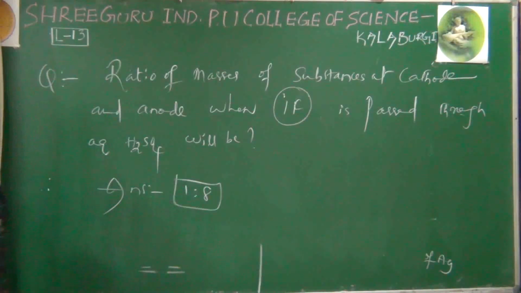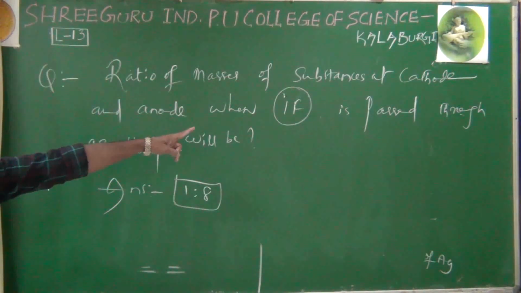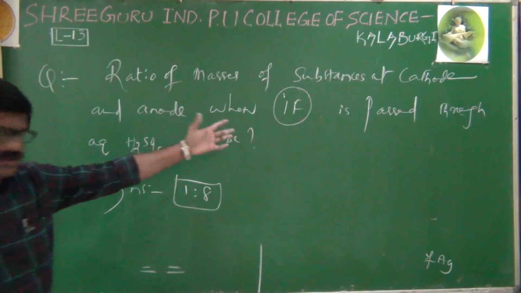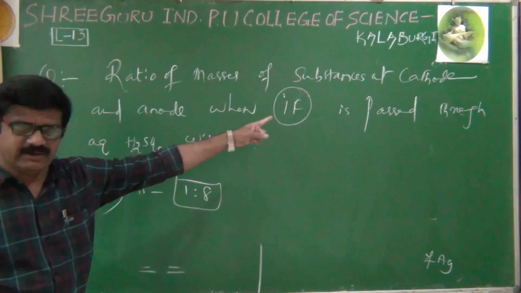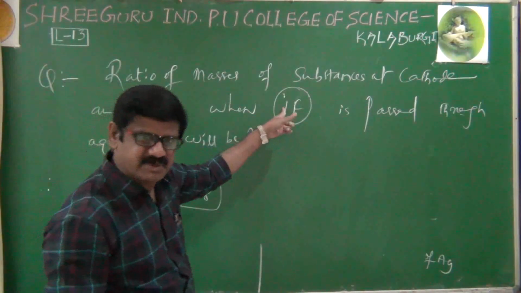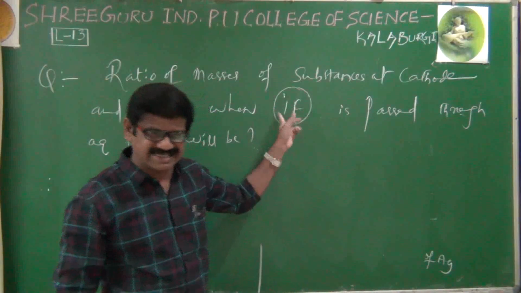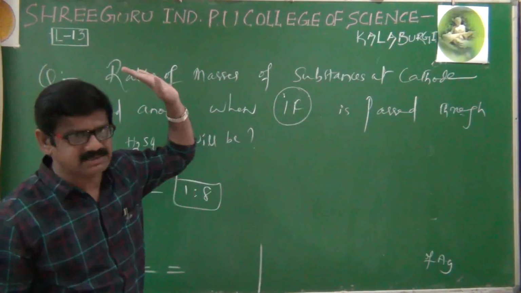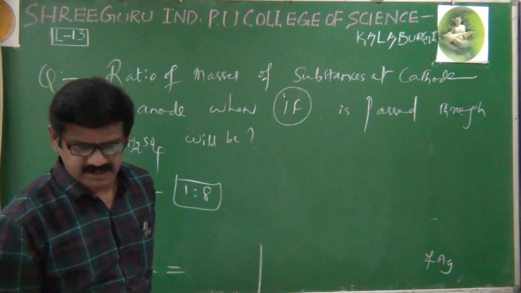It is just homework and a direct question only. You get a direct answer because it is sending only 1 Faraday. 1 Faraday means whatever the substance may be, it equals its corresponding equivalent mass. That is a hint. That's it. Next question.